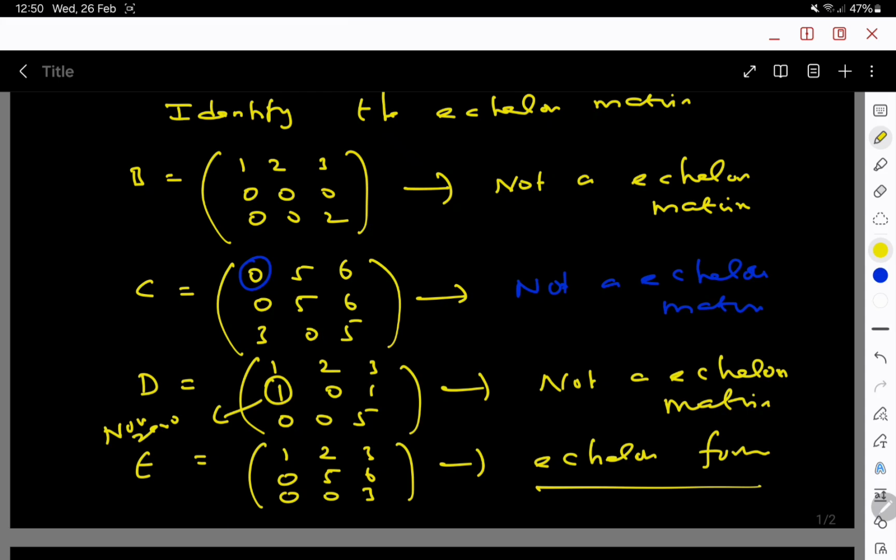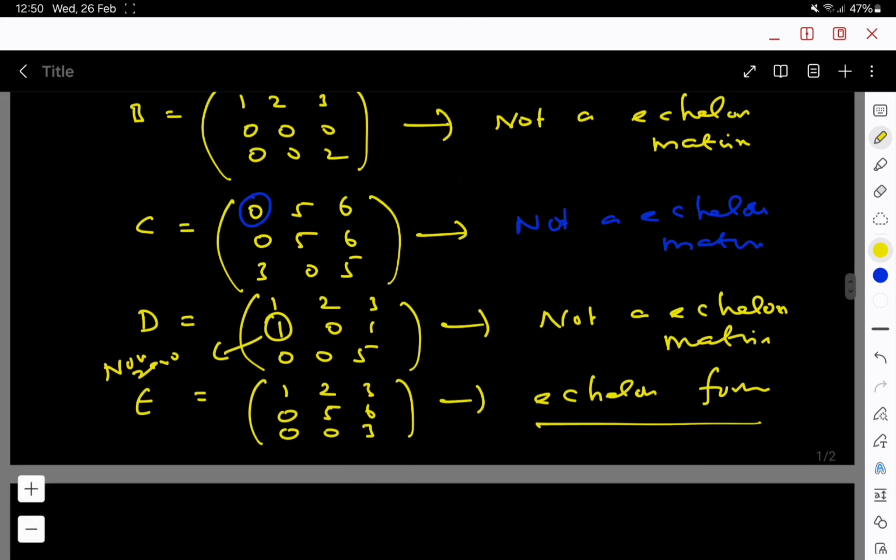Okay. All leading entries are non-zero. The number of zeros in the third row is greater than or equal to the number of zeros in the second row. Okay. All the entries below the leading entries are 0. So it is an echelon matrix.